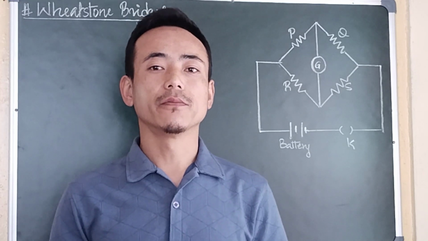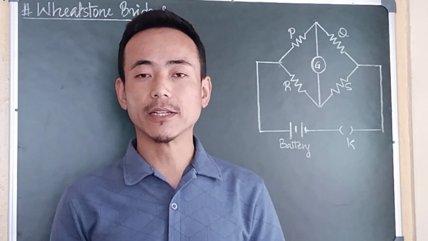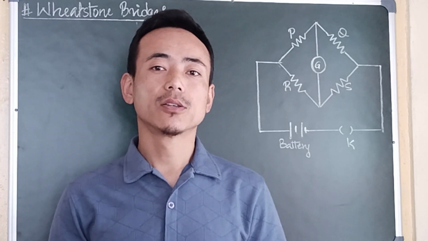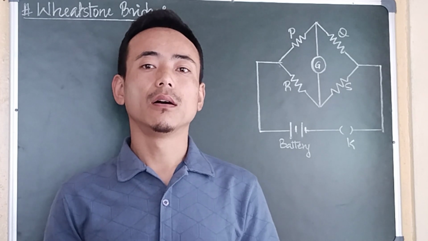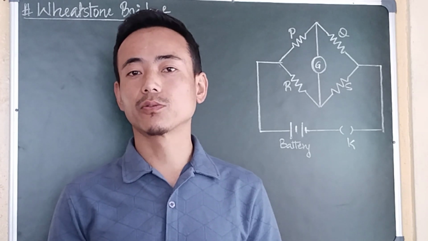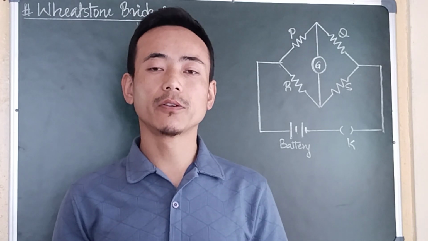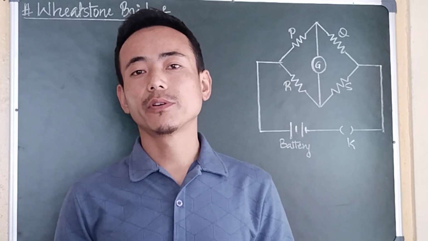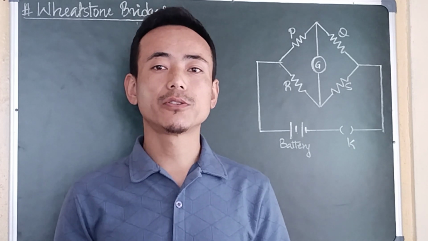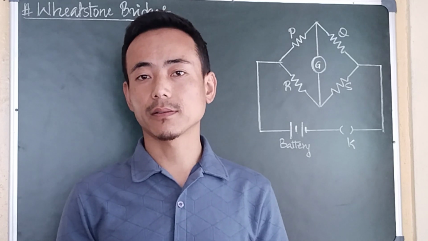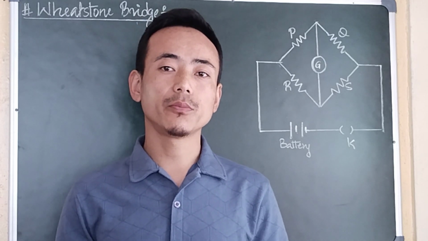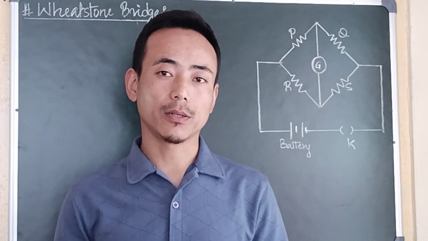So today in this video we'll be discussing one derivation for class 12, both ISC and CBSE. Here we will be discussing the balance condition for a Wheatstone bridge, the working formula for the Wheatstone bridge. As you know, a Wheatstone bridge is a device with the help of which we can measure an unknown resistance. In this we have three known resistances, and using the formula we can calculate the fourth one.